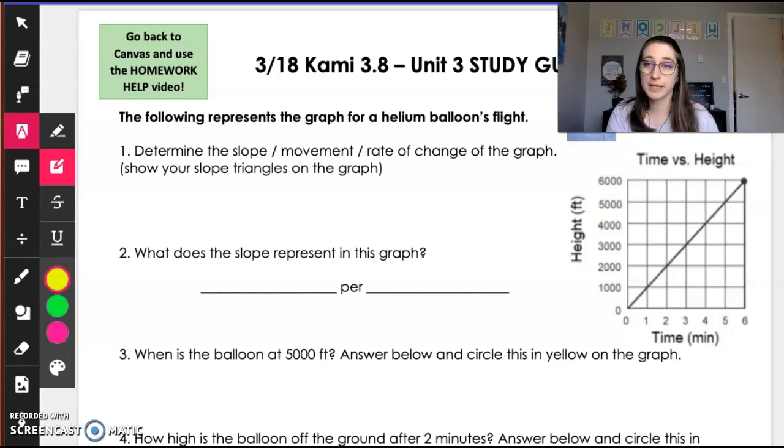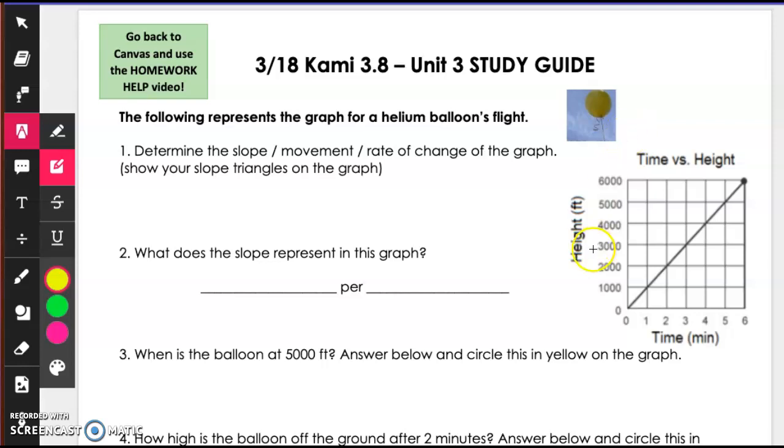I'm going to jump right into it. I'm going to hide myself. Mine might look a little bit different than yours, but it's essentially the same thing. So the first thing we're doing, the following represents the graph for a helium balloon's flight. So we have time versus height, the time in minutes, and the height in feet.